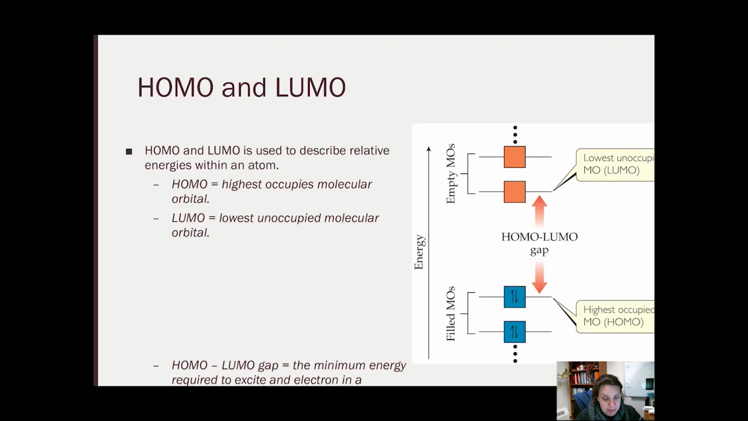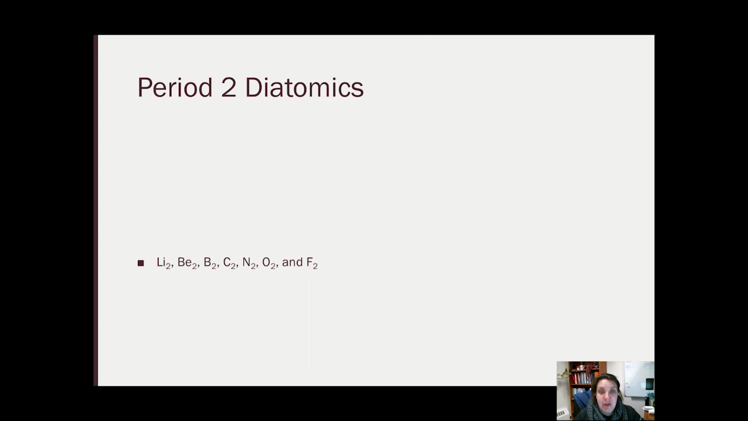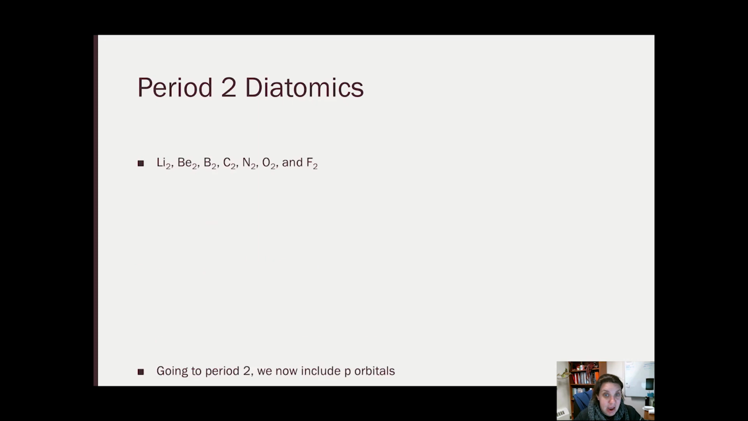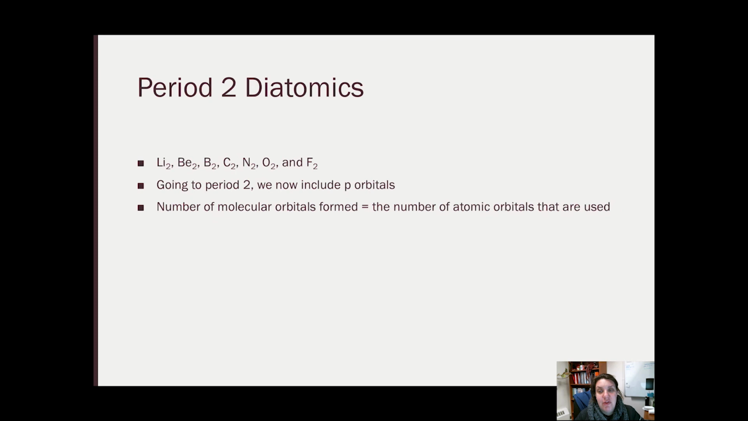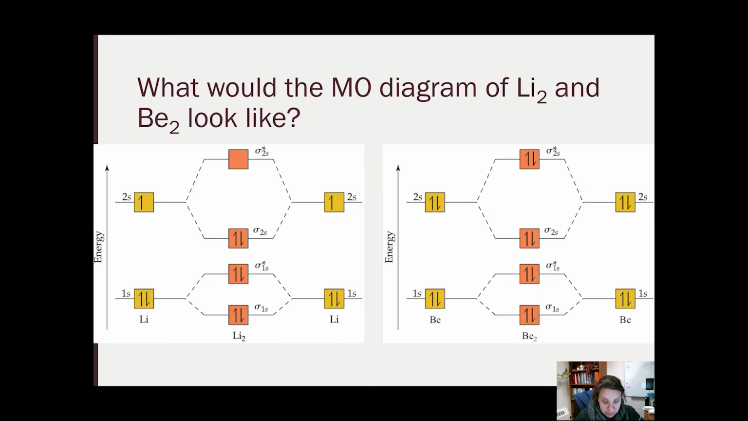Okay, let's look at a couple of period 2 diatomics, which are from lithium-2 to fluorine-2. Now we're going to include p orbitals. Keep in mind, the number of molecular orbitals that are formed will equal the number of atomic orbitals used to make these. We have lithium-2 and beryllium-2, the 2 within period 2 that don't actually have p orbitals. Lithium-2, as we can see, should form because we have a bond order of 1. However, beryllium-2 will not because we have a total bond order of 0.